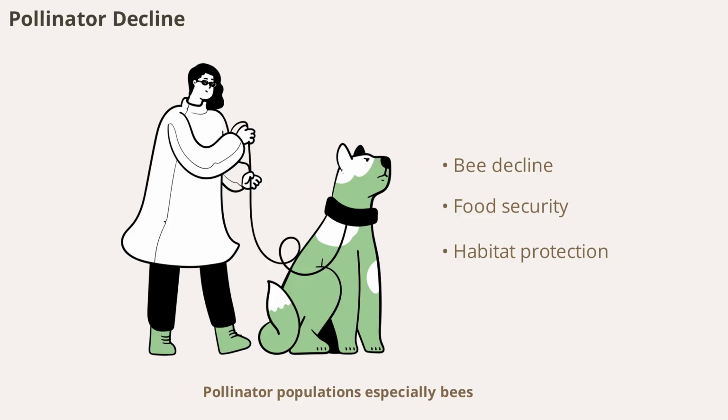Pollinator populations, especially bees, are declining worldwide due to habitat loss, pesticide use, and disease. This decline threatens not only wild plant reproduction but also global food production. Protecting pollinator habitats and reducing harmful practices are critical steps to safeguard this essential ecosystem service.